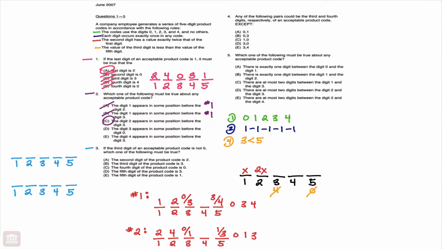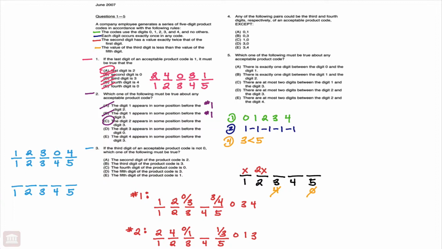Now, in scenario 1, our options for the third spot are 0 and 3. Well, if it's not 0, it's going to be 3. And since the fifth digit must be greater than the third digit, or the third digit must be less than the value of the fifth digit, we know that 4 must be fifth. And again, we know 1 and 2 would be 1 and 2, which puts 0 in 4.